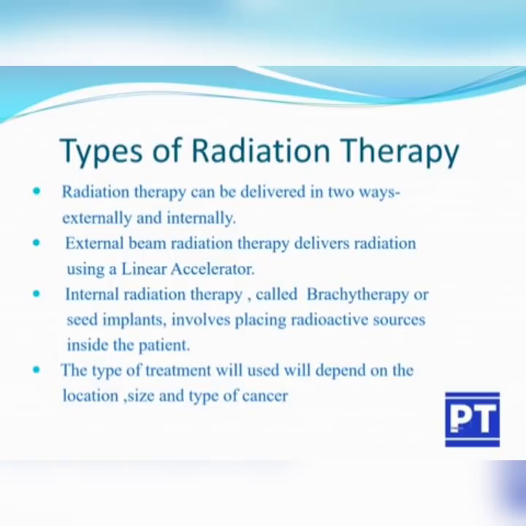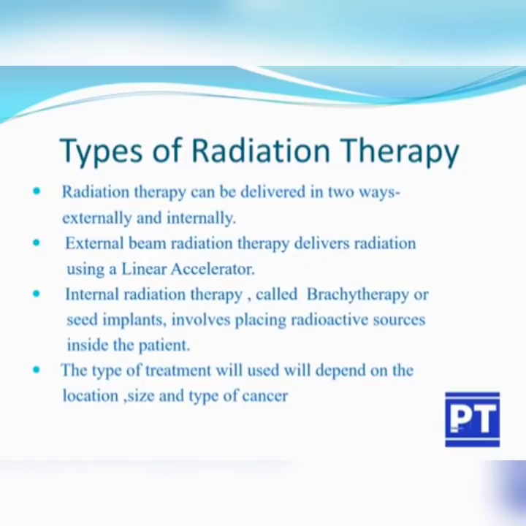Types of radiation therapy. Radiation therapy can be delivered in two ways, externally as well as internally. Externally, we are giving radiation to a patient using a linear accelerator. It is an advanced modality, and in that we are using high energy X-ray beams. The second is internal radiation therapy, called brachytherapy or seed implants, which involves placing radioactive sources inside the patient. This means the sources will go inside the patient and deliver the radiation to that particular site.